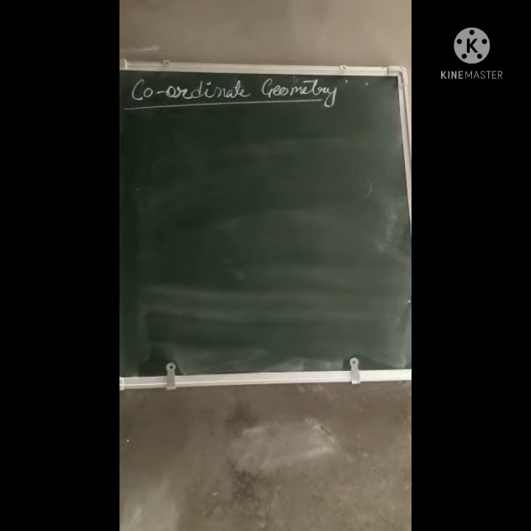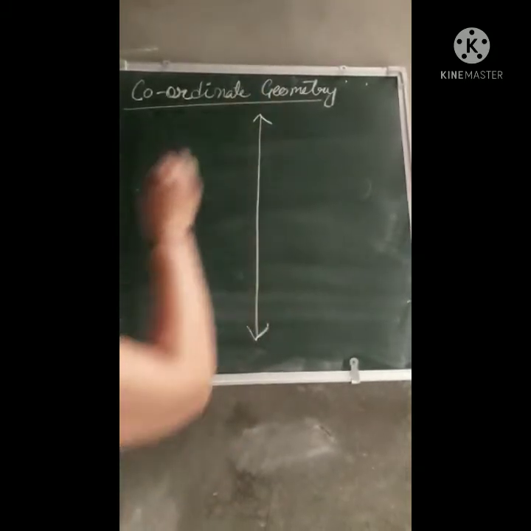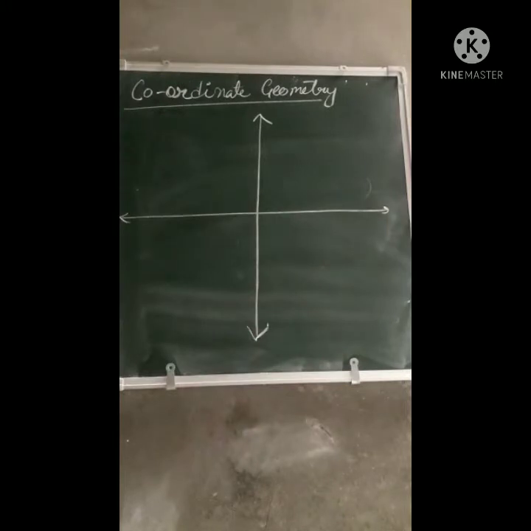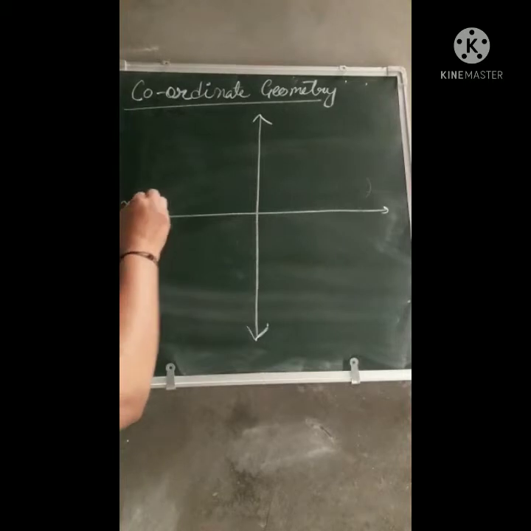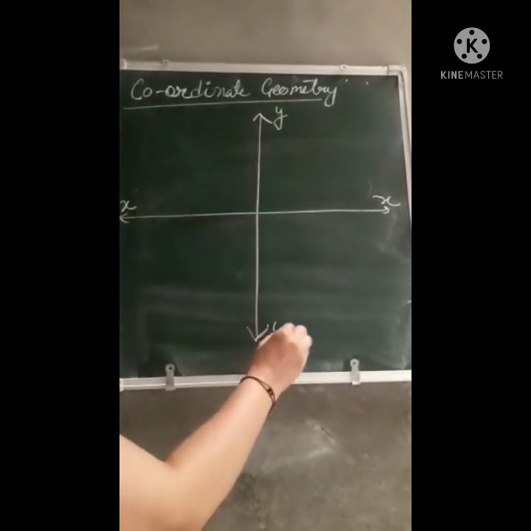Coordinate geometry means graphs. We are just going to locate points on a graph. So we have to properly know the geometry concepts. Firstly, what is this? This is called the Cartesian plane. The Cartesian plane has an x-axis and a y-axis.